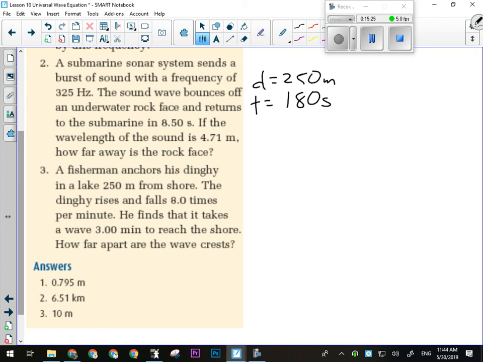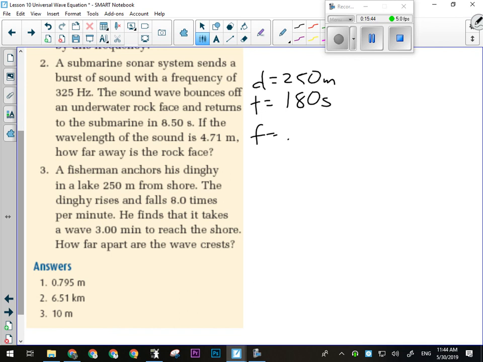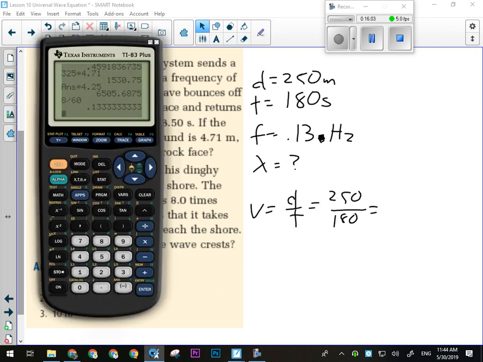All right, so that distance and that time probably go together. That'll get me the speed of the waves. I'm going to convert this 8 times per minute into hertz by dividing by 60. So there's my frequency in hertz, 0.13. We're looking for how far apart are the wave crests. In other words, we're looking for the wavelength. So I'm going to calculate the speed because I have the information to do that. 250 meters divided by 180 seconds. So I'm looking at 1.38 repeating meters per second for my speed.